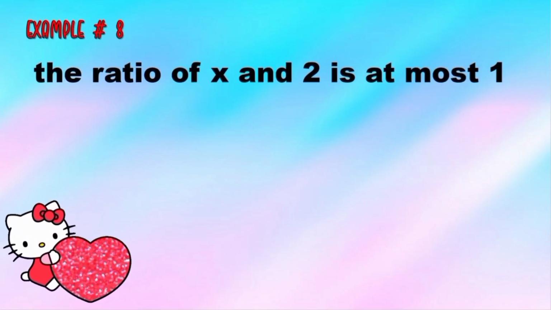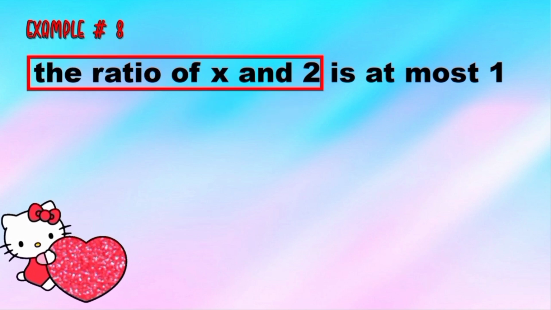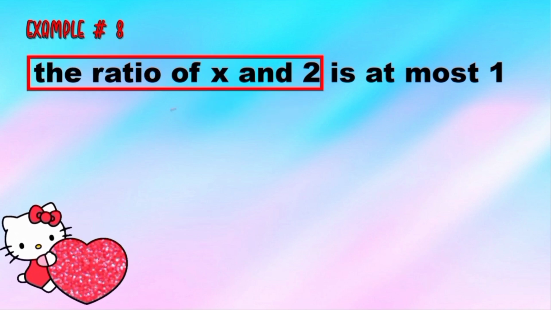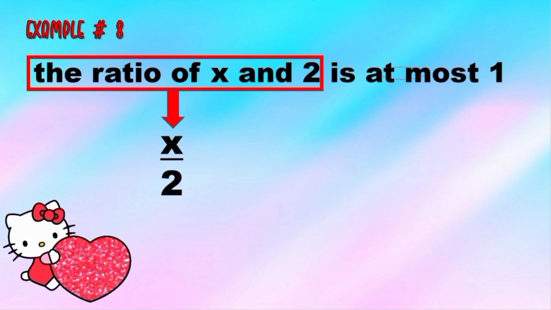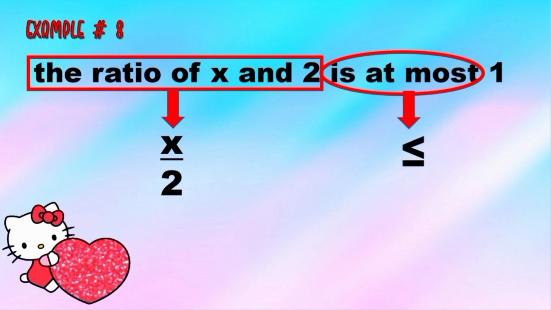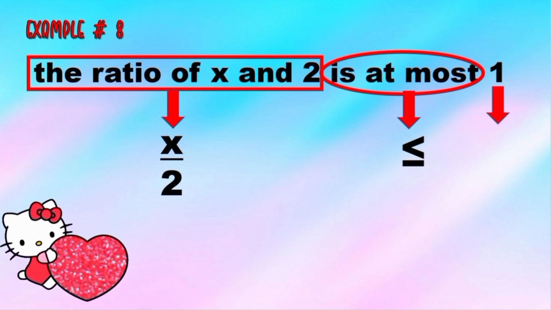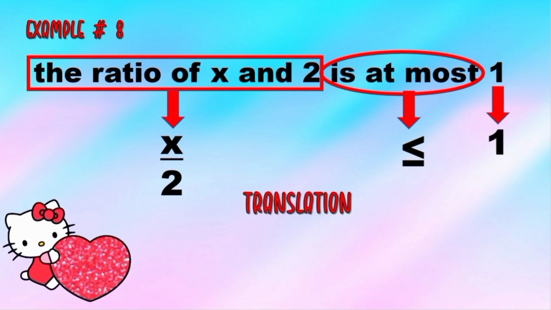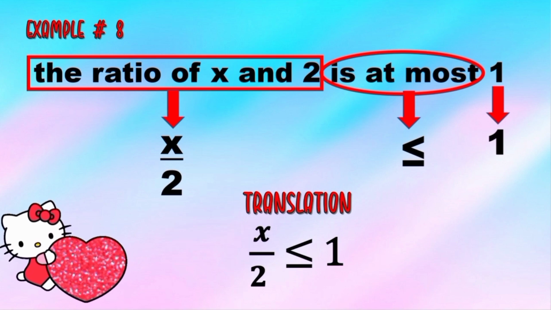Example number 8. The ratio of x and 2 is at most 1. The phrase the ratio of x and 2 is equivalent to x over 2. And the word is at most is equivalent to this symbol, less than or equal to, because of the words is and most. Then bring down 1. For translation, we have x over 2 is less than or equal to 1.